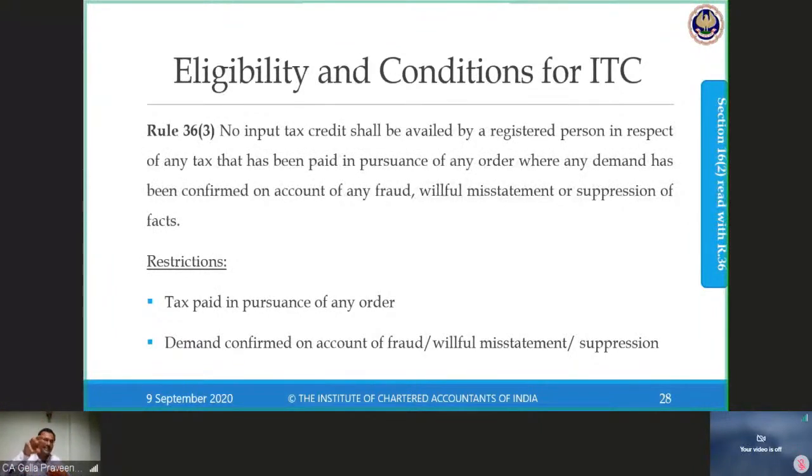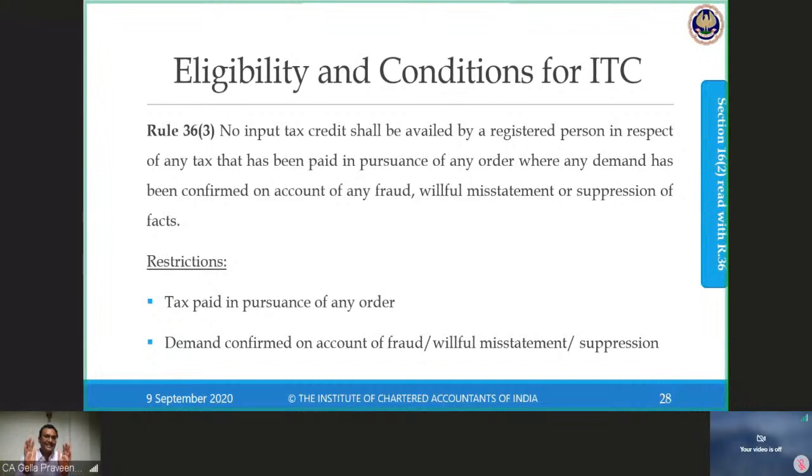This Rule 36(3) says, look, because there was a demand order that has confirmed an amount on account of fraud, willful misstatement, or suppression of facts. Here the officer says it is fraud. I will say, no sir, I don't know, I'm not guilty of this event. Even when you fight, the department officer says, because there is an intention to commit fraud, willful misstatement or suppression of facts, you have to pay this tax. Now this Rule 36 says that if you pay tax on any of these events, you cannot take that input tax credit.